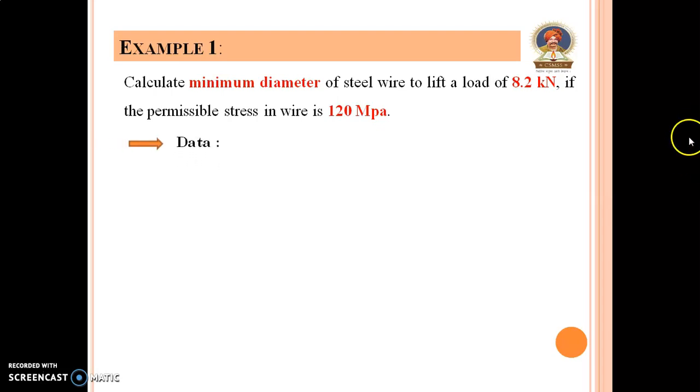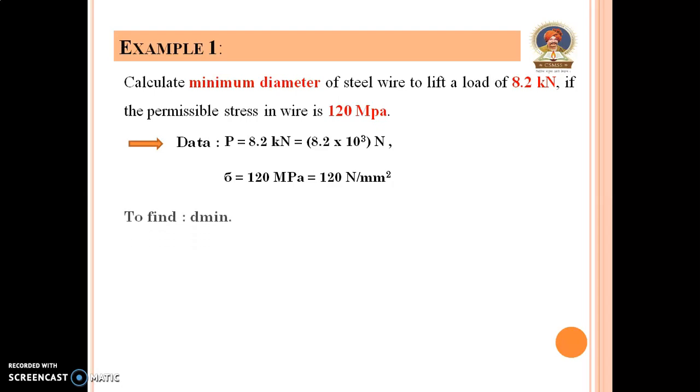So given here is load, that is P is equal to 8.2 kilonewton. Convert this kilonewton into Newton, that is 8.2 into 10 raised to 3 Newton. After that, the permissible stress, that is sigma, is given here. So sigma is equal to 120 MPa, which is equal to 120 Newton per mm square. To find: minimum diameter of steel wire.